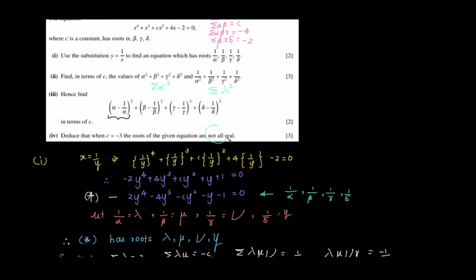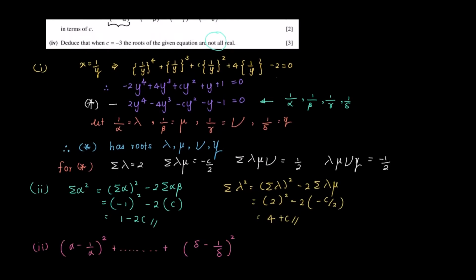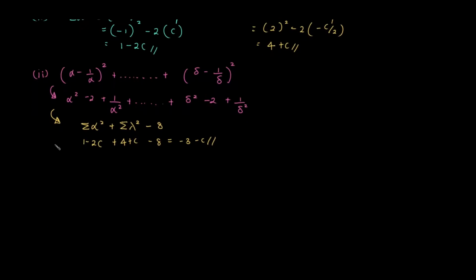Alright, not all real. So at least one complex conjugate pair is there. So let's use a different approach, proof by contradiction. Let's assume that alpha, beta, gamma and delta are actually real, and then let's contradict it to show that they are actually not all real. Assume that all four are elements of the real set. Just assume it. Let's contradict it later.